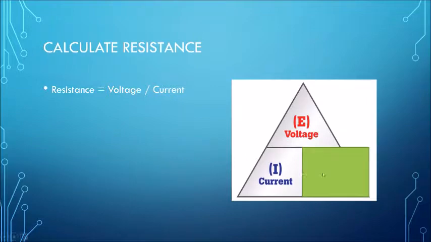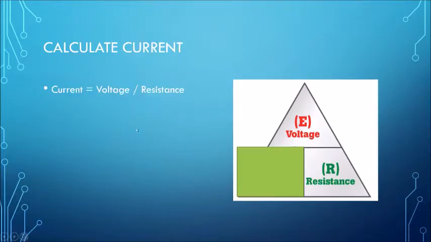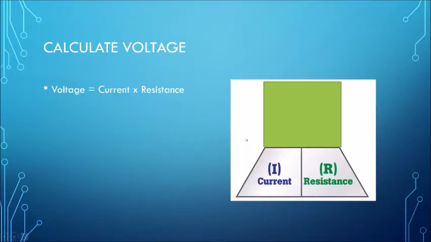If you want to know R, you just have to cover it and you see the formula for R. So, resistance is voltage divided by current. This goes for current too. If you want to know current, you cover current and you see it. The formula for current is voltage divided by resistance. To calculate voltage, you just cover voltage and you see it's current times resistance.